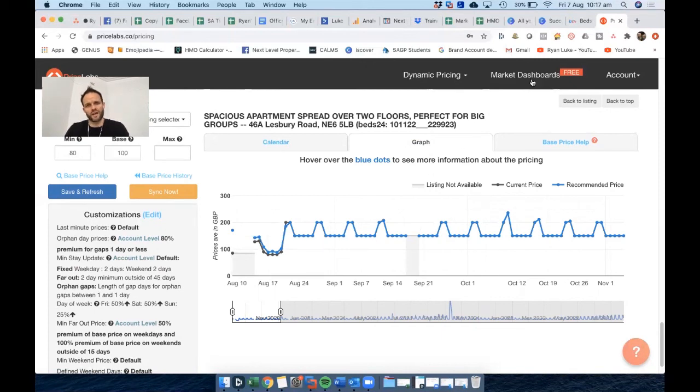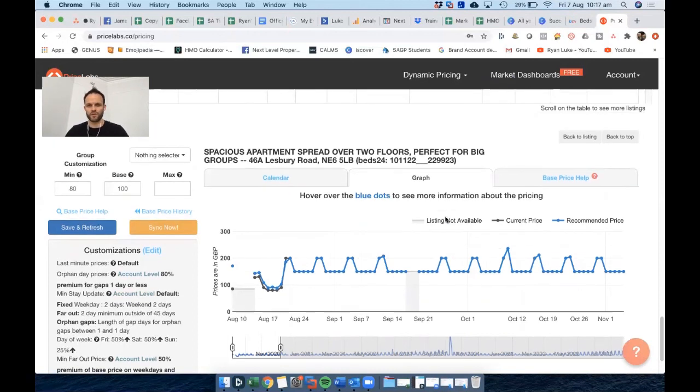It's not a set and forget though. I do see people just plug this in, set their base price, and that's it, and they think the system is going to take over. The system doesn't always know exactly what you know about your area and your properties. As you see the bookings coming in, you get a feel for what prices are working and what prices aren't working, and it's a constantly evolving thing as well.